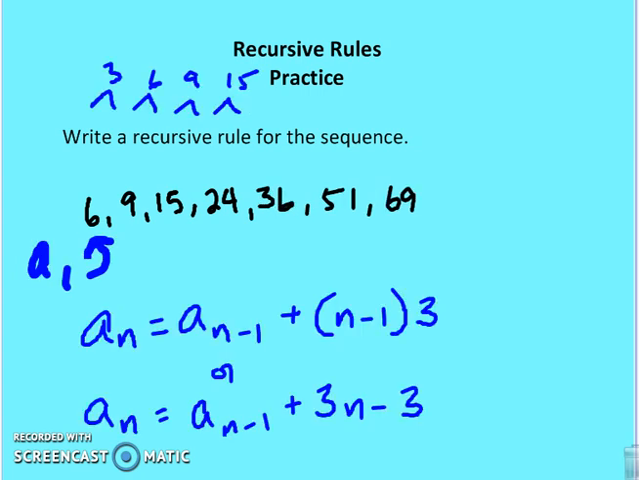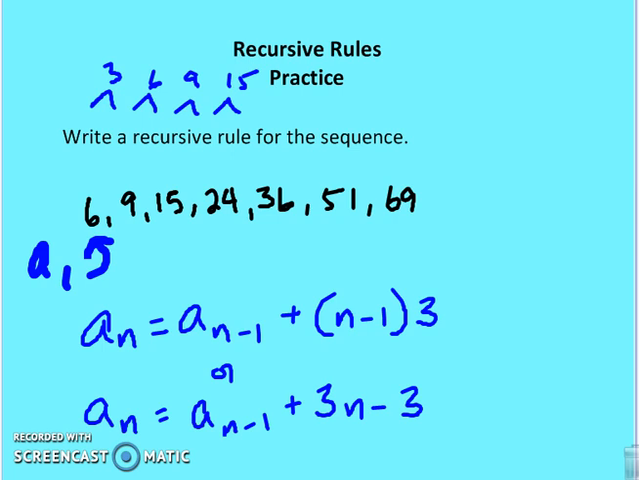All right, so write a recursive rule for the sequence 6, 9, 15, 24, 36, 51, 69. All right, we can see this is neither arithmetic nor geometric, so you're going to have to come up with a rule yourself based on finding the differences between the terms, and then using that to figure out what the rule is for the sequence.